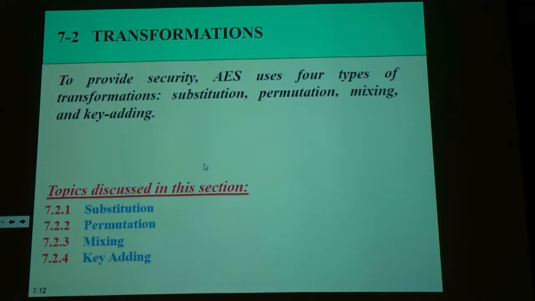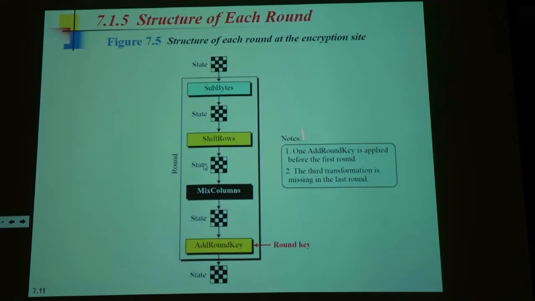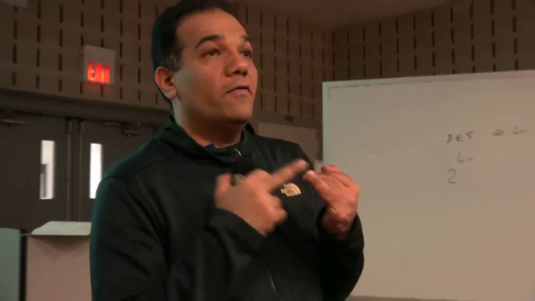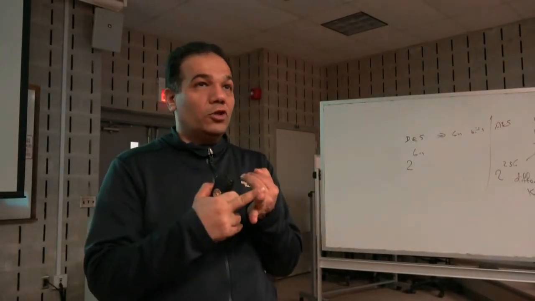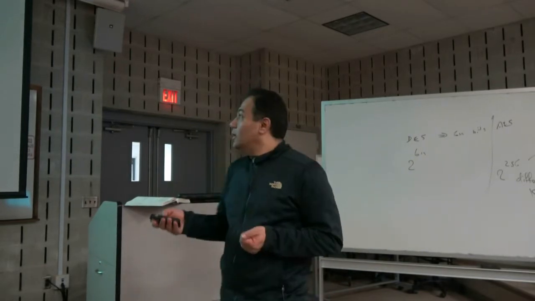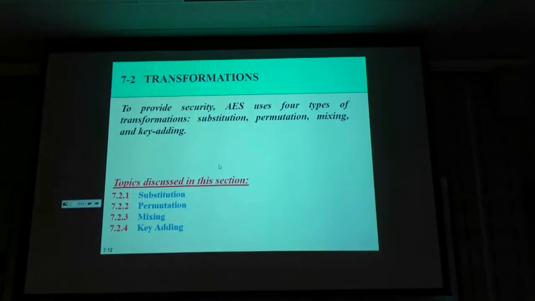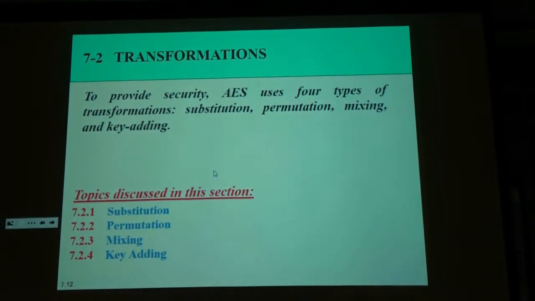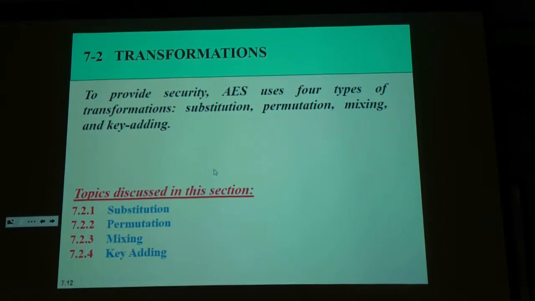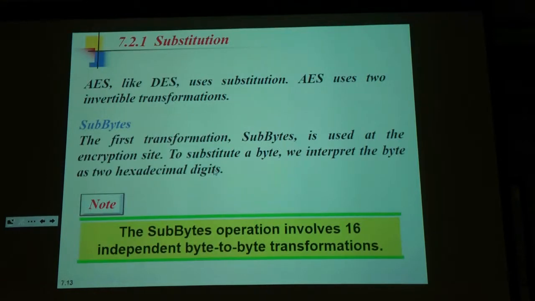So let's take a look at the transformations. Remember our goal in encryption is to cause what? Confusion and diffusion, right? So to do that, we do substitution, permutation, mixing, and key adding. All of this will blend the data very well. We'll see how we do that. All right. So to provide security, AES uses 4 types of transformation: substitution, permutation, mixing, and key adding.